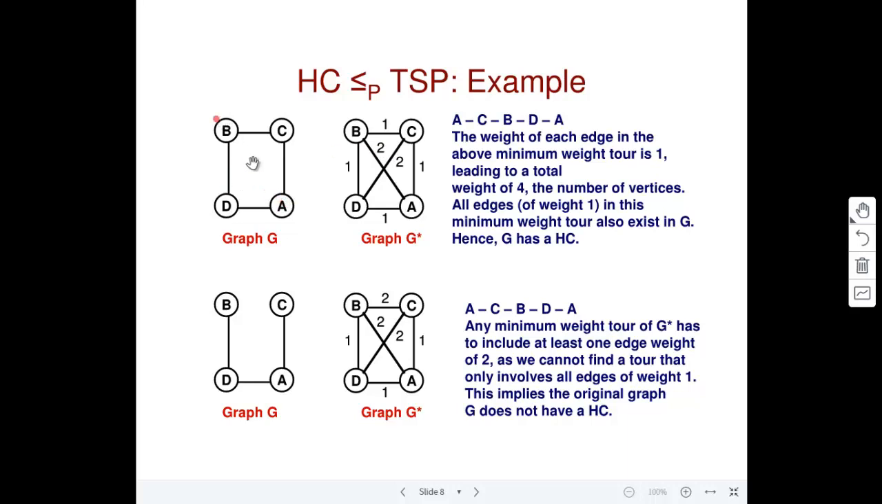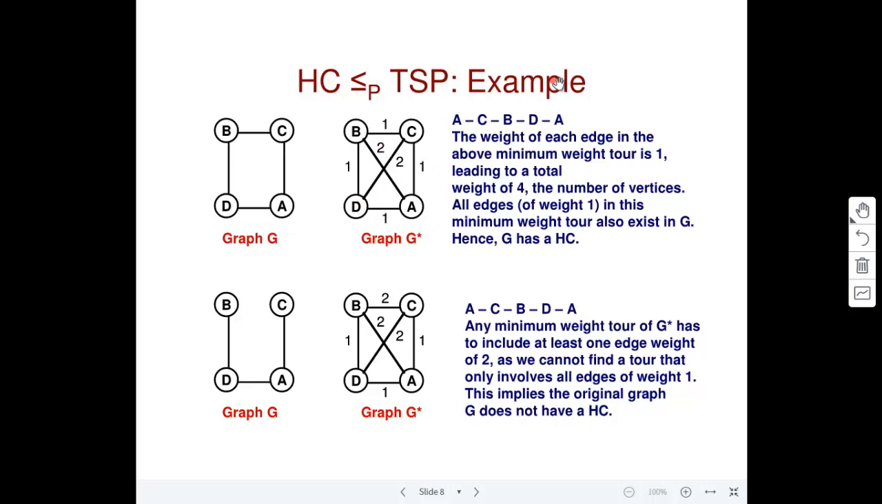So between A and B, there's no edge in the original graph. So we have an edge between A and B here now, and the weight of such edge is 2. Similarly, C and D did not have an edge originally, so now they have an edge of weight 2. So now we have a complete graph with some edge weight for every edge. So let's run that algorithm, which I said will give you the optimal solution. Optimum means the minimum weight tour on this complete graph. So let us say we come up with ACBDA as the optimal tour.